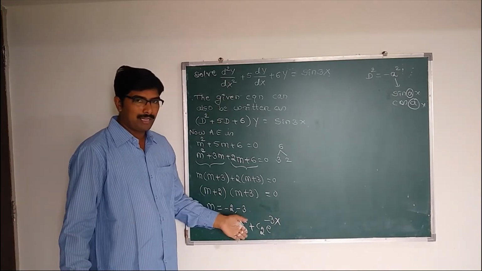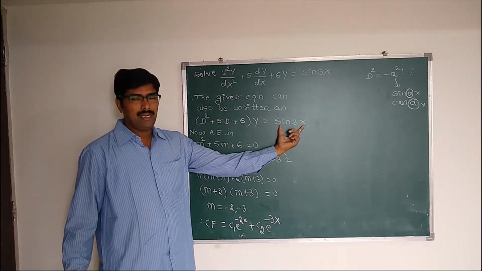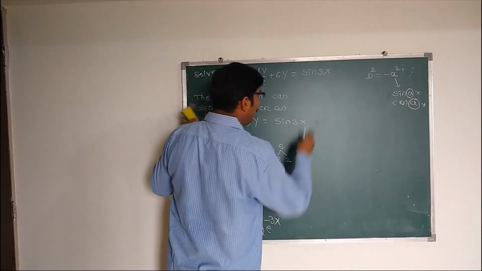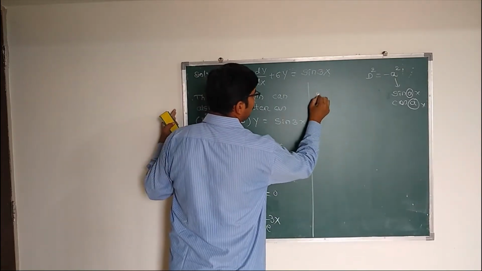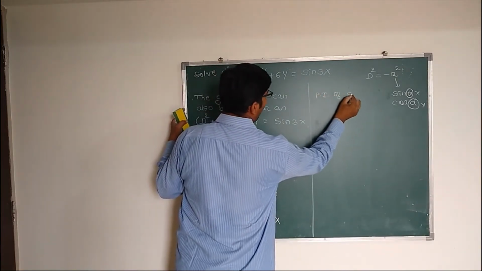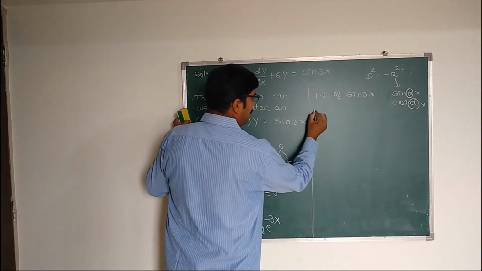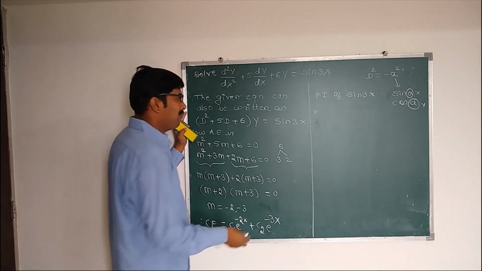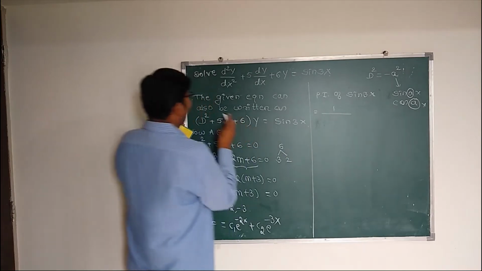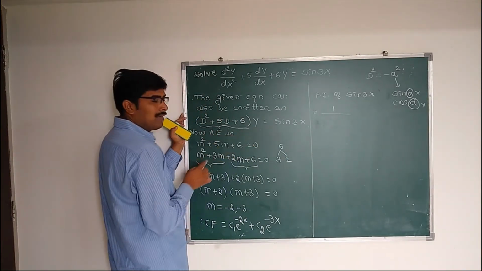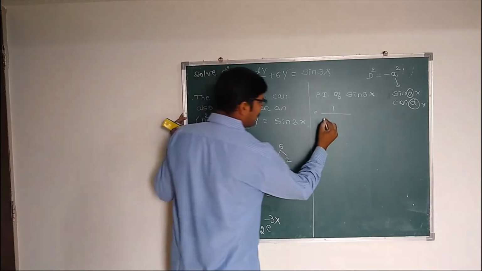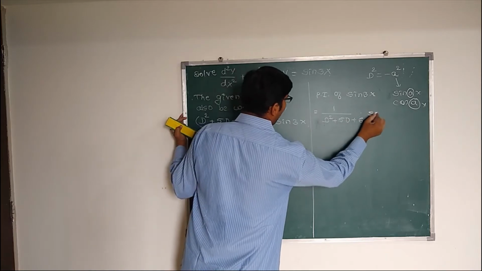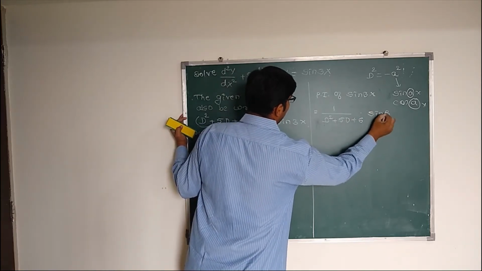So this is the one part, that is the left hand side. Now to solve the right hand side, we have to find the particular integral. So now I will write the particular integral of sin 3x, and this is equal to 1 divided by f of d, which is 1 divided by d square plus 5d plus 6 of sin 3x.